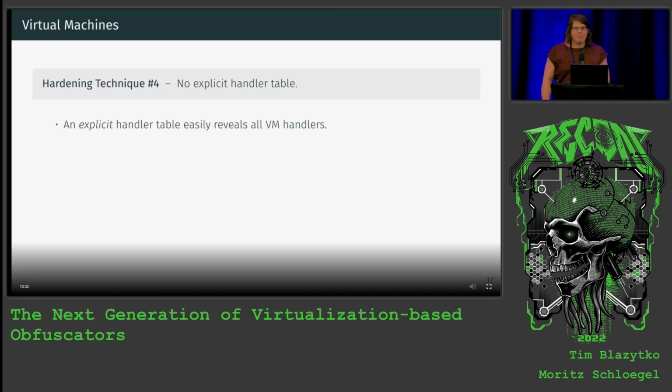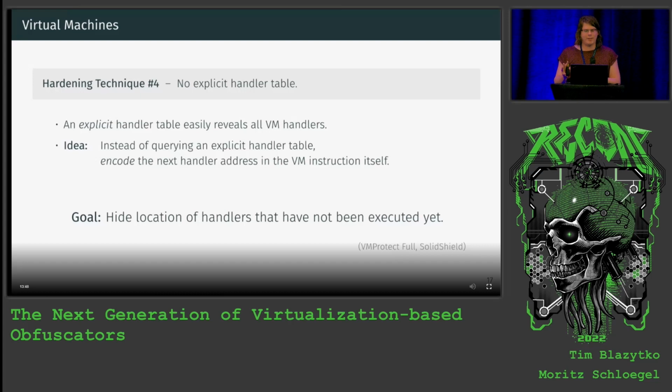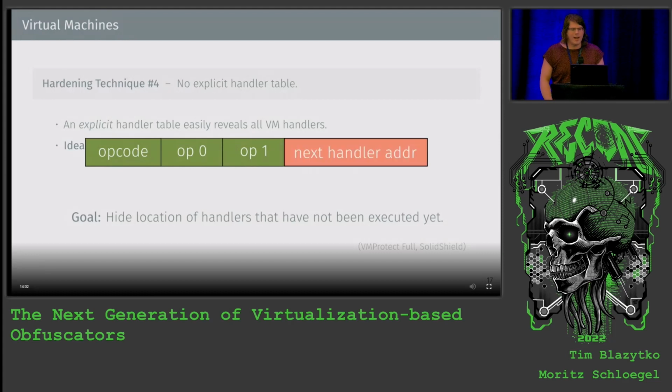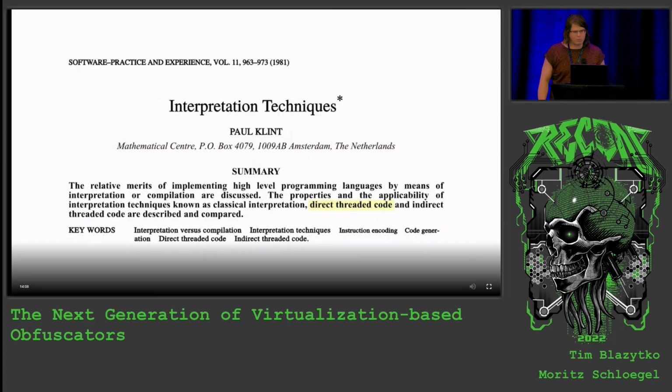The fourth technique is basically to kill also the handler table. The handler table is an array of function pointers which reveals all of the handlers in the VM. However, what we would like to do is to hide the location of handlers which have not been executed yet. What you do there is basically you extend the bytecode by putting, instead of opcode, op0, op1, the jump offset to the next handler address. And then the inline dispatcher basically reads it and jumps to that. And this is also an optimization technique which goes back to the 80s and is known as direct threaded code.